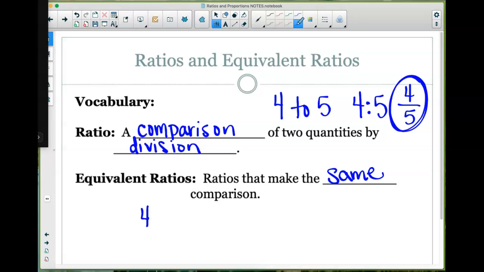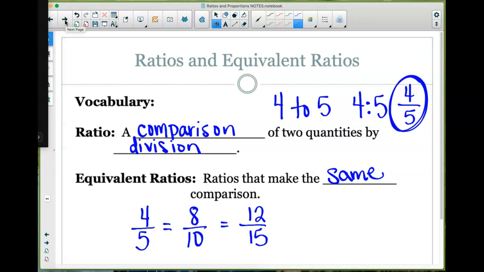Okay, so an example of that, if I start with the ratio of 4 to 5, an equivalent ratio could be 8 to 10. Those are equal. I might say an equivalent ratio is 12 to 15. Those are equal. Okay, so part of what you're going to have to do on your homework tonight is to write equivalent ratios.